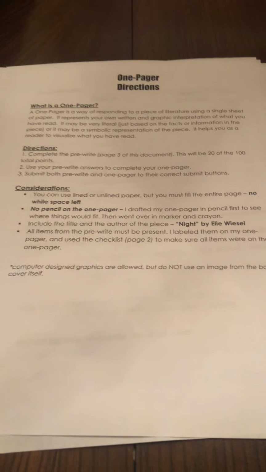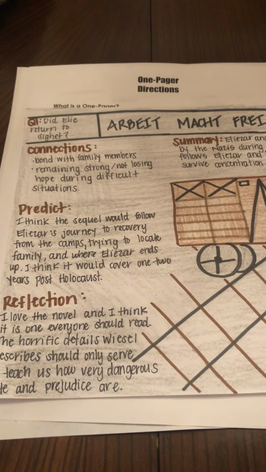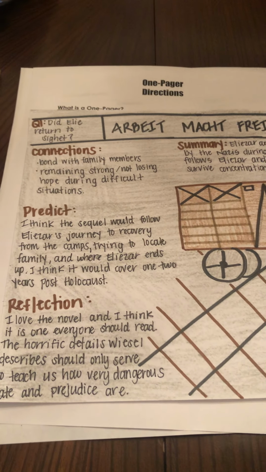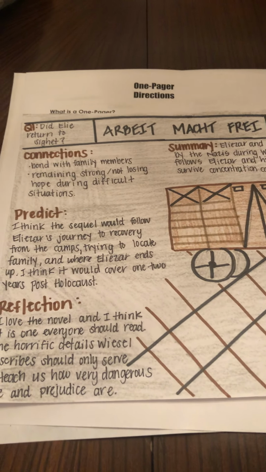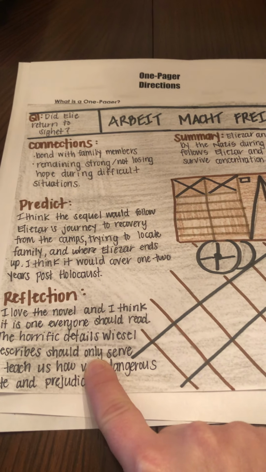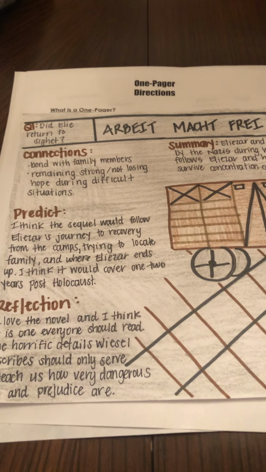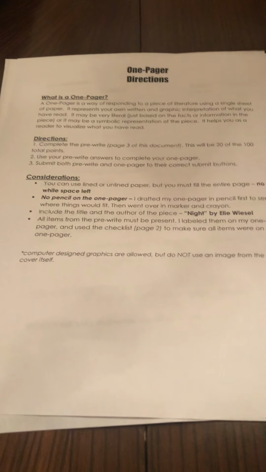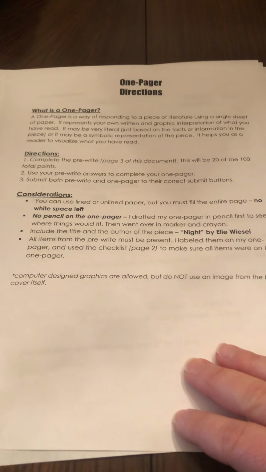So I even went so far as to label my items. And if you could do the same thing, it really helps me with grading. So I'm not looking around and saying, okay, where is the connection here or where is the prediction? I labeled each of the different parts of the PreWrite. It just helps in the grading process. And I think it helps keep your OnePager more organized. So if you could do that, that would definitely be helpful, okay?